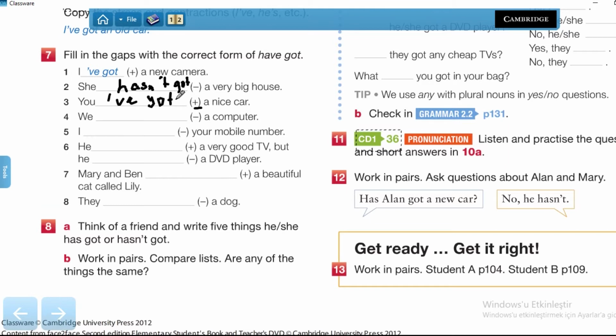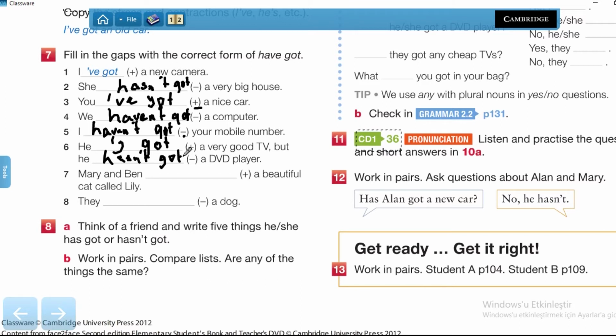Number 4, negative. So let's make it negative. We haven't got a computer. Number 5, I, negative again, haven't. You can also say I haven't got your mobile number. Number 6, he, and the positive again, so he's got a very good TV, but he hasn't got a DVD player.